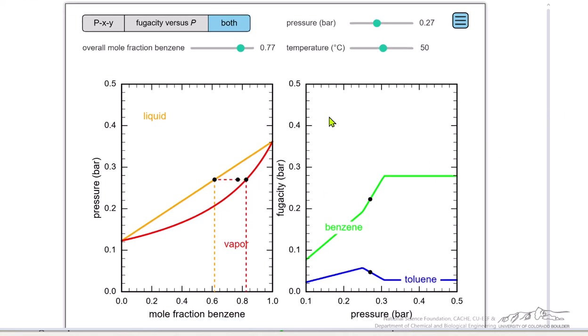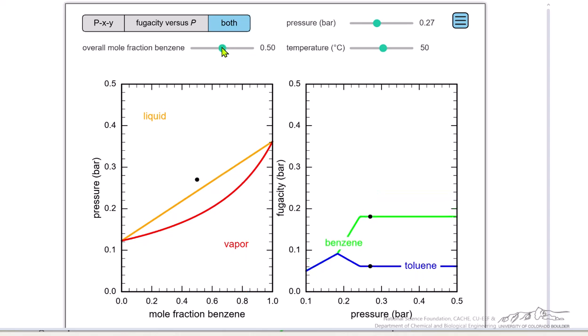idea of the behavior. So as I change the overall mole fraction when I'm in the two-phase region, I'm not changing mole fractions in the individual phases, and so I'm not changing the fugacities. If I move the mole fraction into the liquid phase, now as I change the mole fraction, I'm changing fugacities.